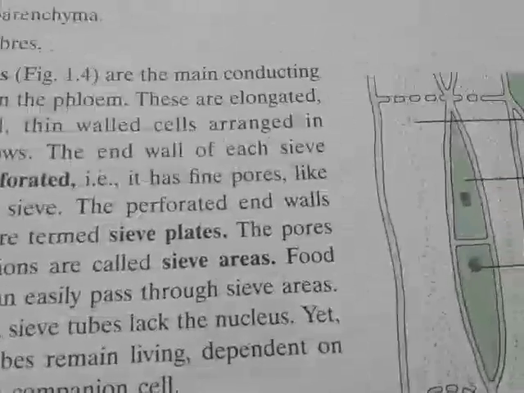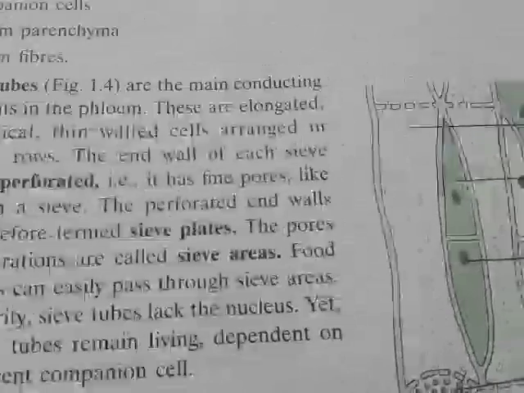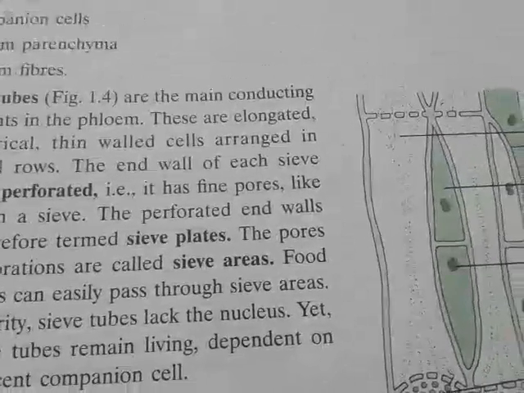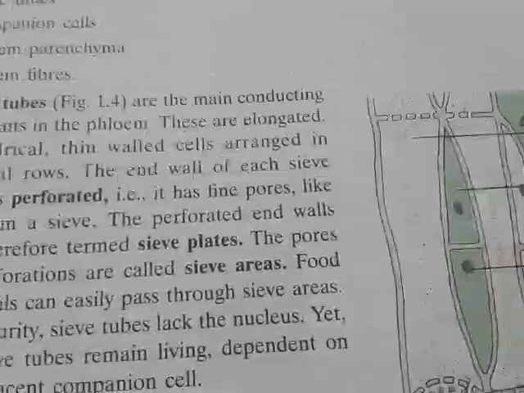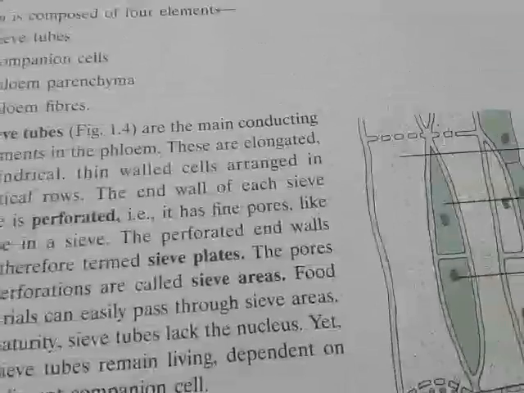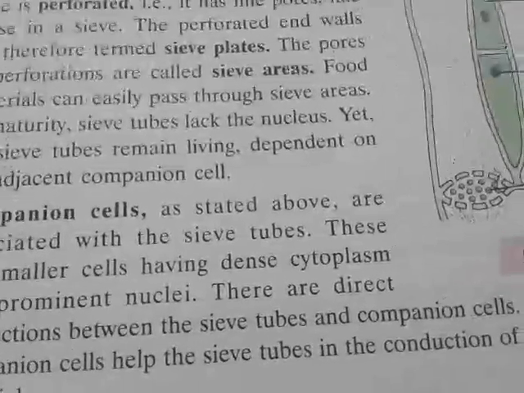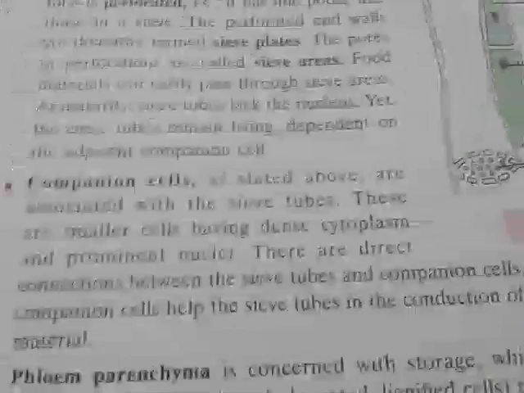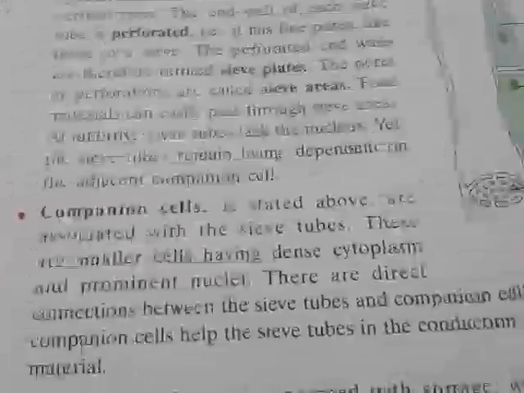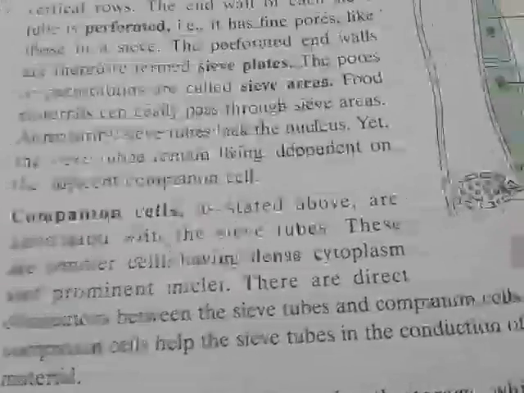Now coming to phloem parenchyma. Phloem parenchyma is concerned with the storage purpose, while the phloem fibers provide mechanical support, like your xylem fibers. In the case of xylem, the parenchyma's main function is storage, and in the case of phloem, the phloem parenchyma is also concerned with storage.